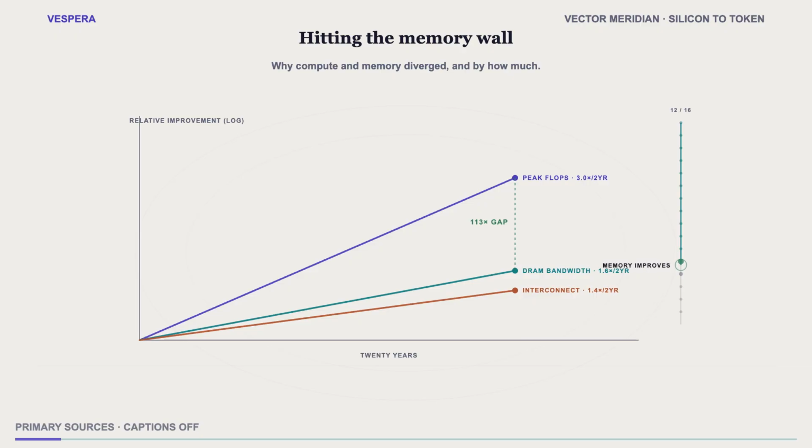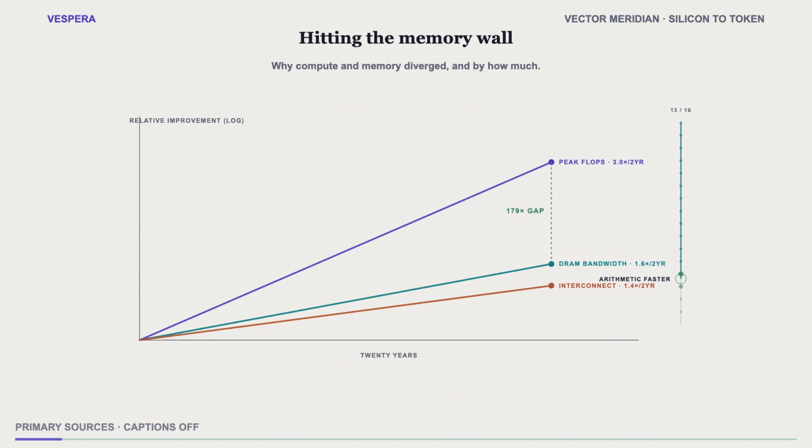I do not want to overstate it. Training large models at large batch sizes is genuinely compute hungry, and those flops are genuinely doing work. We will get to exactly when in Act 5. But for the thing that happens every time anyone actually uses one of these systems, generating a token, then another, the flops on the box are mostly decorative.